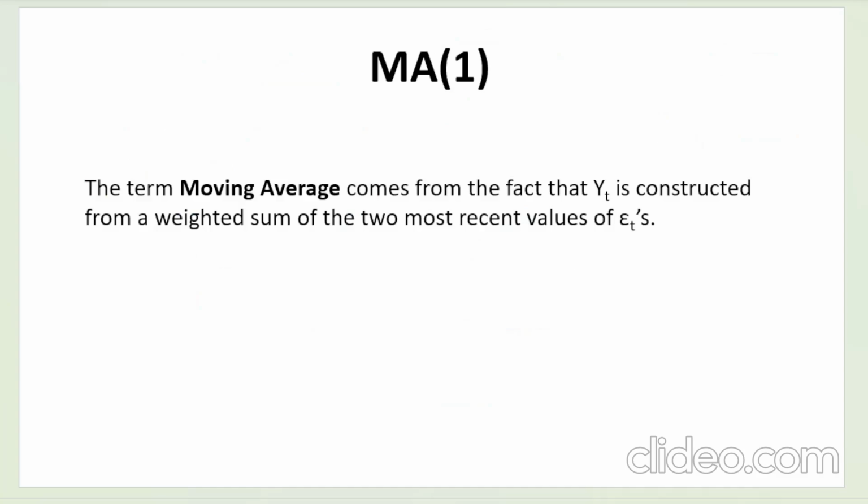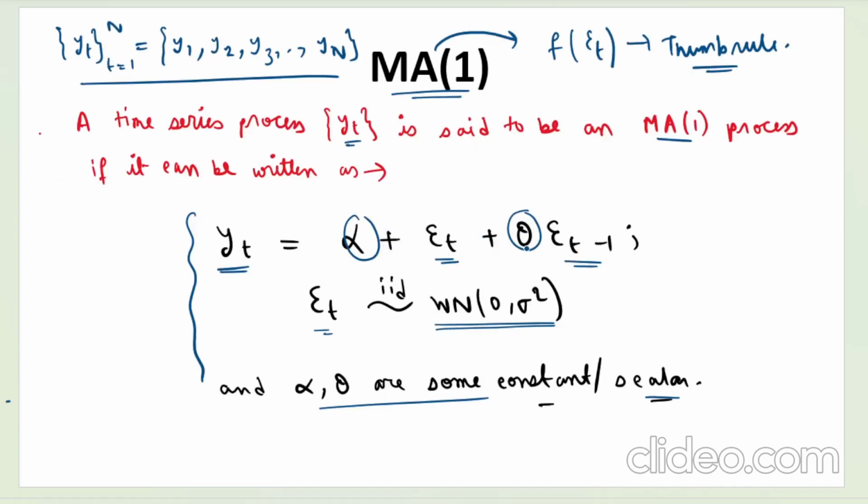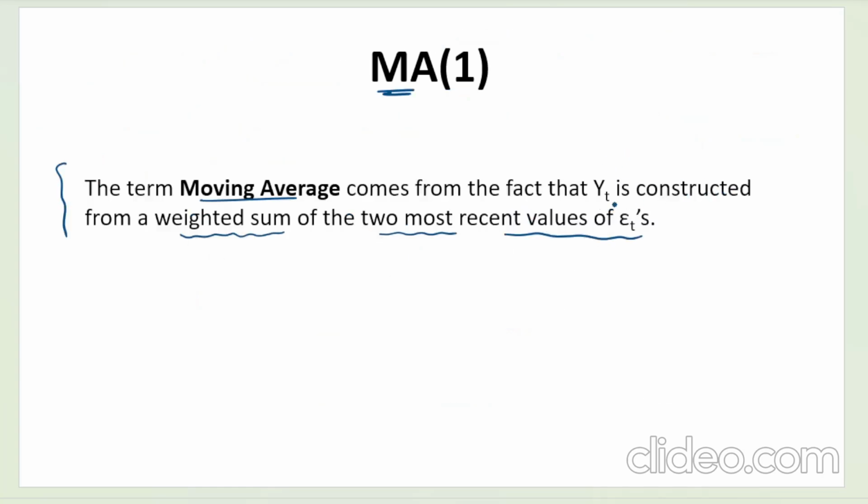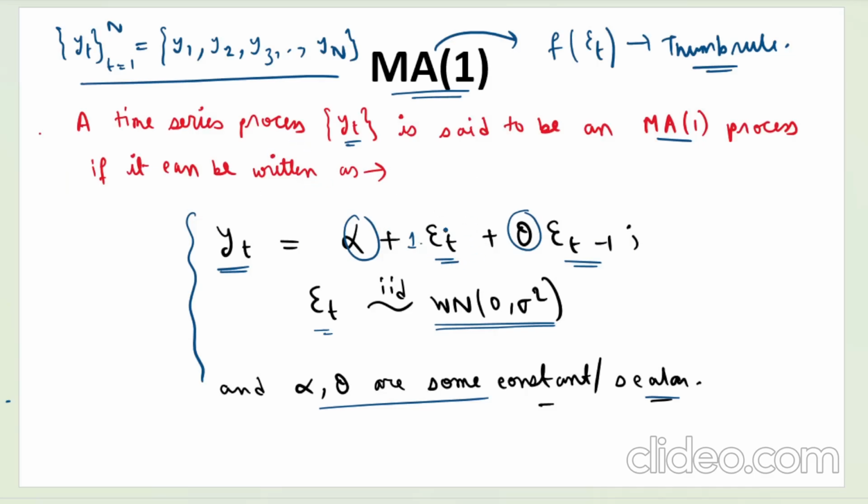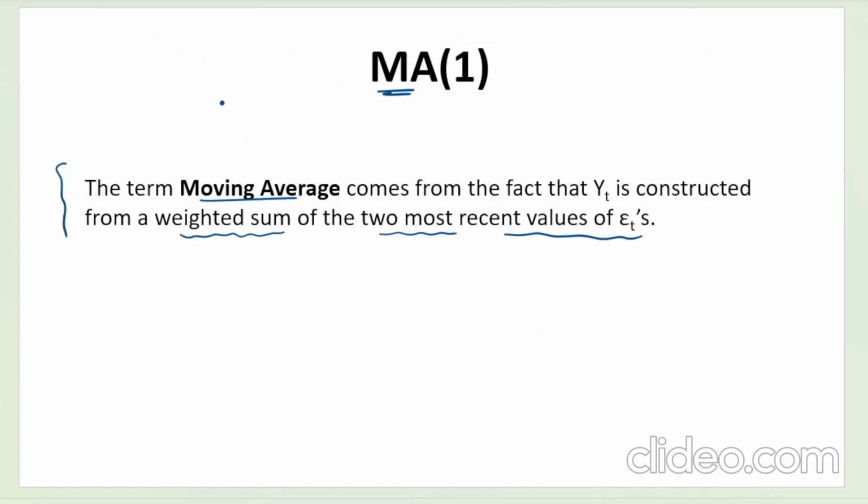Now the important question here is why it is called moving average. Here I have written the reason for that. The term moving average comes from the fact that YT is constructed from a weighted sum of the two most recent values of epsilon t's, right? If you see, it is the weighted sum. Here the weight is 1 and here the weight is theta. So epsilon t is the most recent error term, and this is also the next best recent error term, right? So YT can be written as the weighted average of the two most recent error terms, and that is the reason why we call this process the moving average process. I hope this is absolutely clear to you.